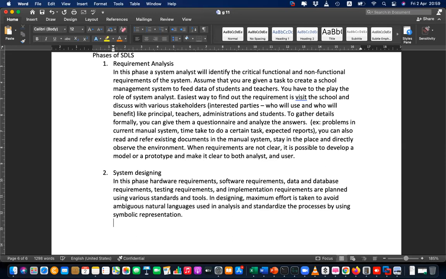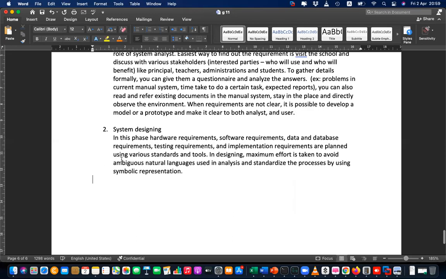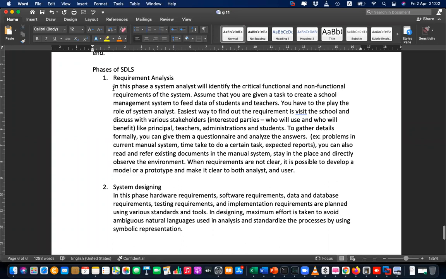Okay, it seems a bit complex. I'll explain this statement. First you write this, then I'll explain. In designing, maximum effort is taken to avoid ambiguous natural language. When I write this note, and you read it, you will understand it in a different manner. Some will understand this very well and some will understand half. Some will try to translate the note.